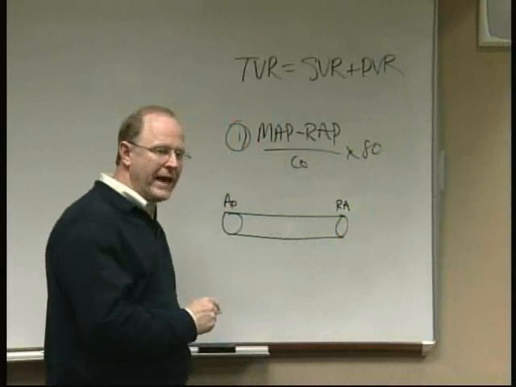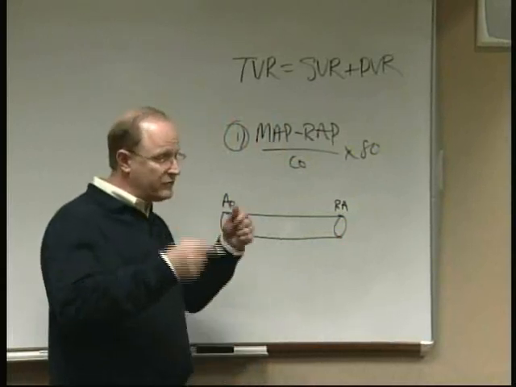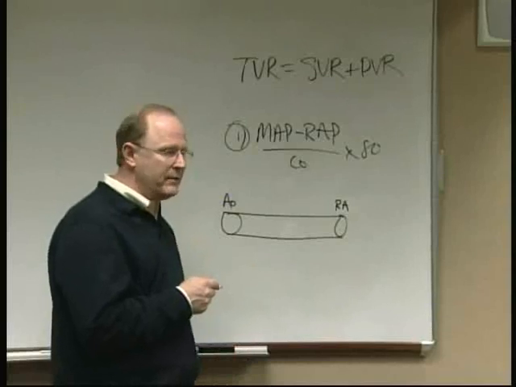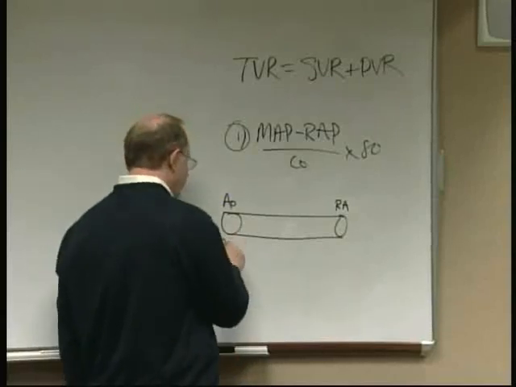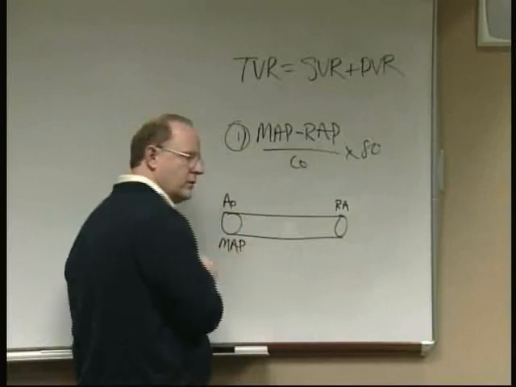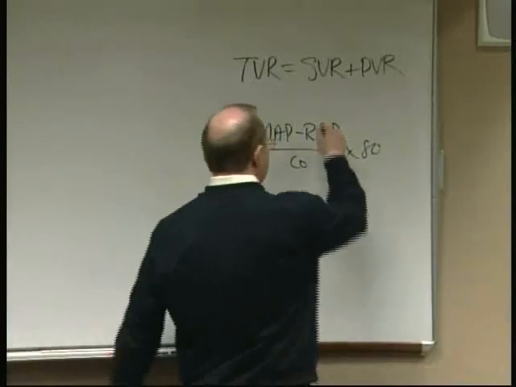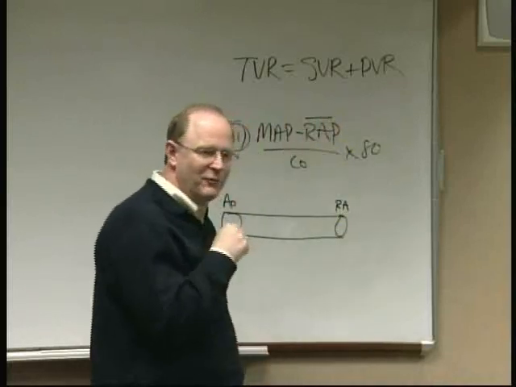How do you measure the average pressure? Because we can't use anything but mean pressures. What's the mean pressure in the aorta? It's called the mean arterial pressure, which we just learned how to calculate. And this is actually the mean right atrial pressure.